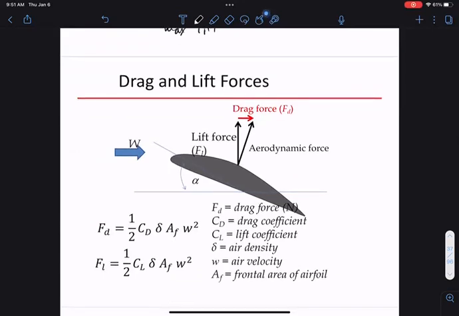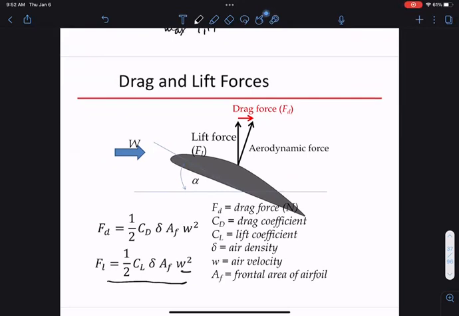There's a bunch of equations that go into this, but for us, what really matters is this equation. There are a lot of parameters, but don't worry. What this equation says is, how much force do you have? The force depends on the square of the speed.